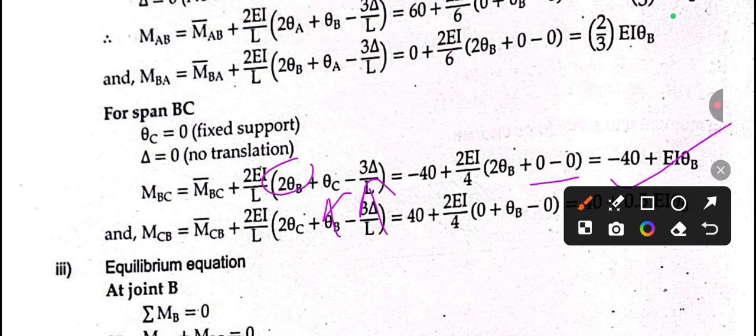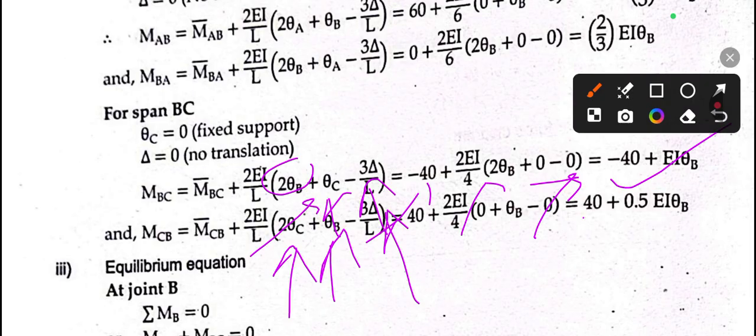Similarly for C to B, this theta B only you need to calculate, and theta C and delta is 0, so we need to take 0 0. So we have put 0 0 value, and we got these equations. Okay, so from here we got 4 equations. Now we need to apply in step number 3 equilibrium conditions.